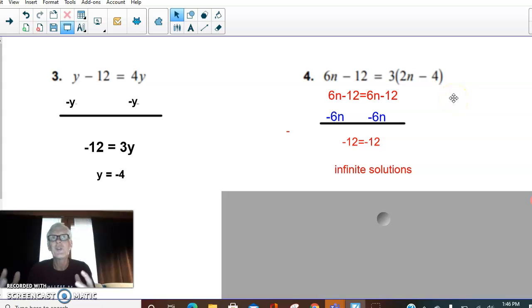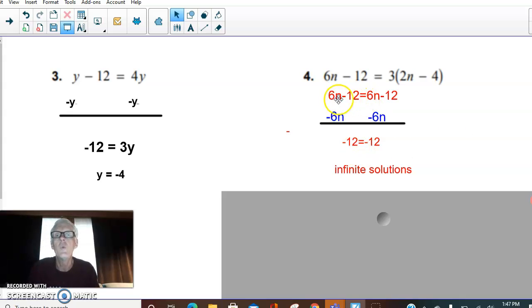Now right there you can see those expressions are equal. They're the same, meaning I can put in any number for n and we're going to get the same thing. But just to make sure, I keep on going and subtract 6n from both sides. You end up with negative 12 equals negative 12. So anytime you get two equal numbers when you're solving an equation, it means any number will work in that equation.